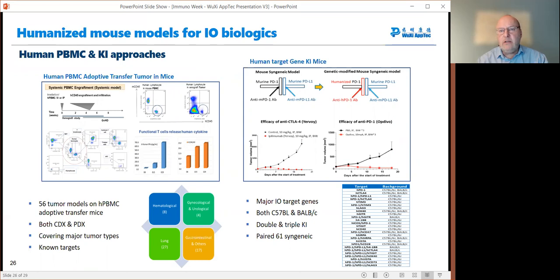To the right of this slide, you can see that we've also been using knock-in mice to express human target genes for checkpoint targeting antibodies, and demonstrating, for example, that CTLA4 and PD1 antibodies show substantial reduction in tumor volume in such models. Again, we have covered the major IO target genes and have built double and triple knock-in models, as well as paired syngeneic models in C57 and BALB/c backgrounds.